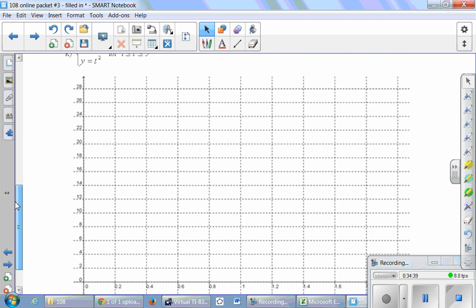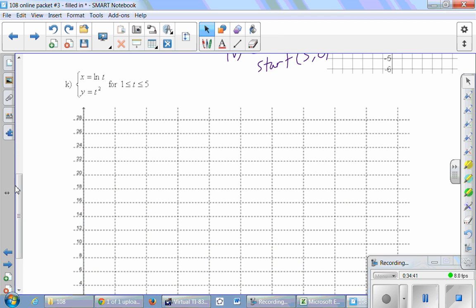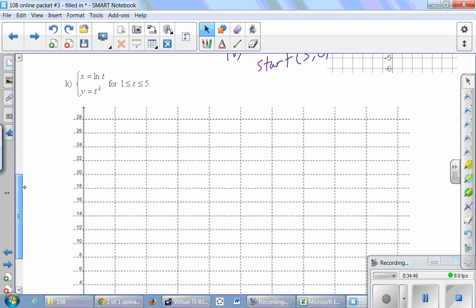All right, I don't know what's going on with K. It's got different graph paper from the others. Let's give it a shot. X is ln of t and y is t squared. So 1 to 5.